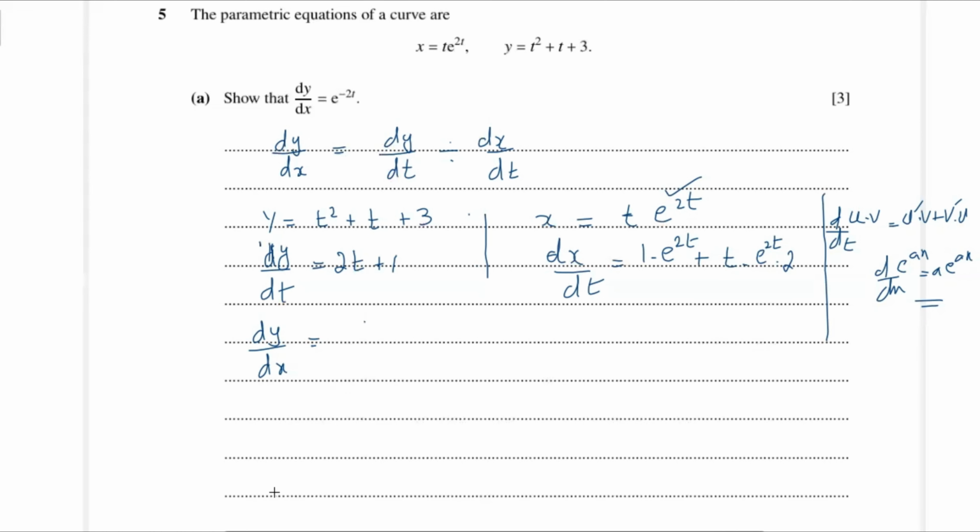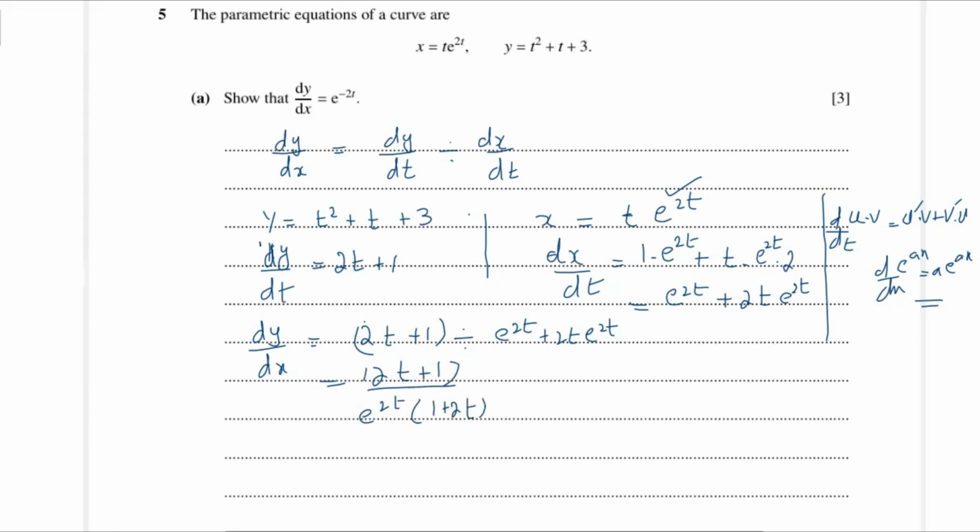dy over dt is 2t plus 1 divided by, as we simplified, e to the power 2t plus 2t into e power 2t. We can write it as 2t plus 1 over, now we take the common e power 2t, we get 1 plus 2t.